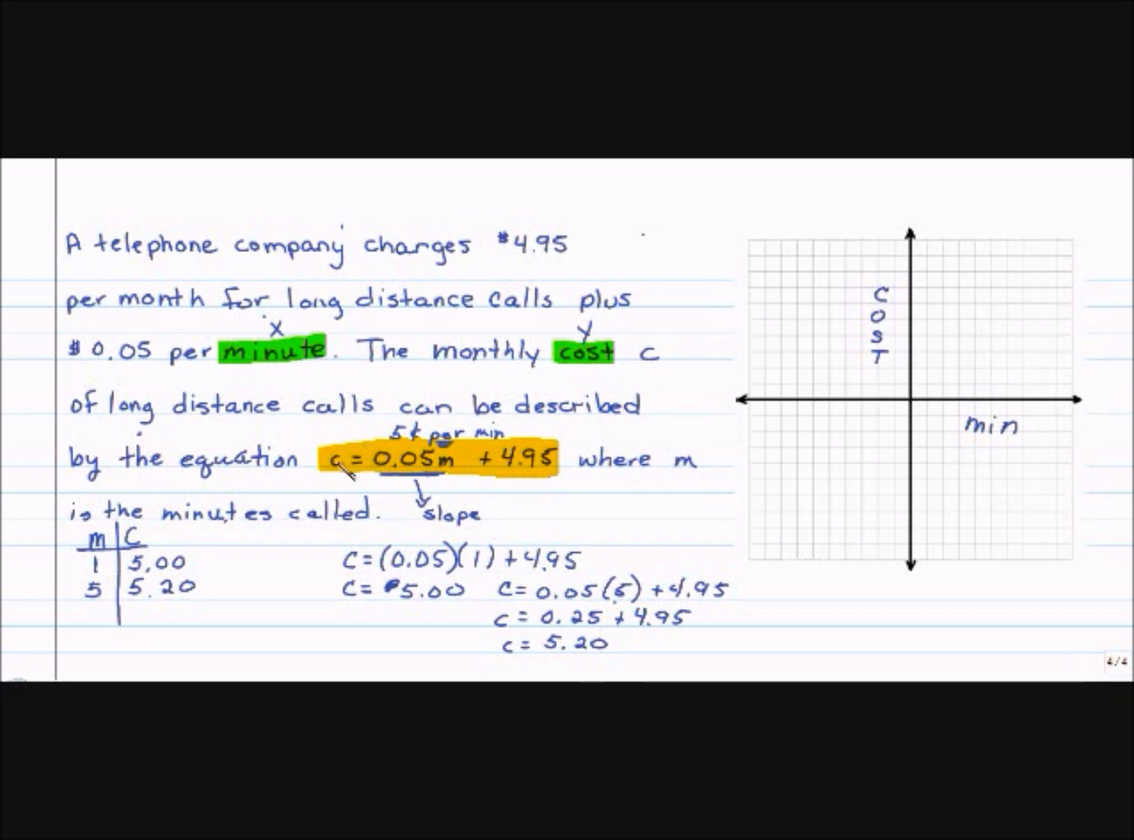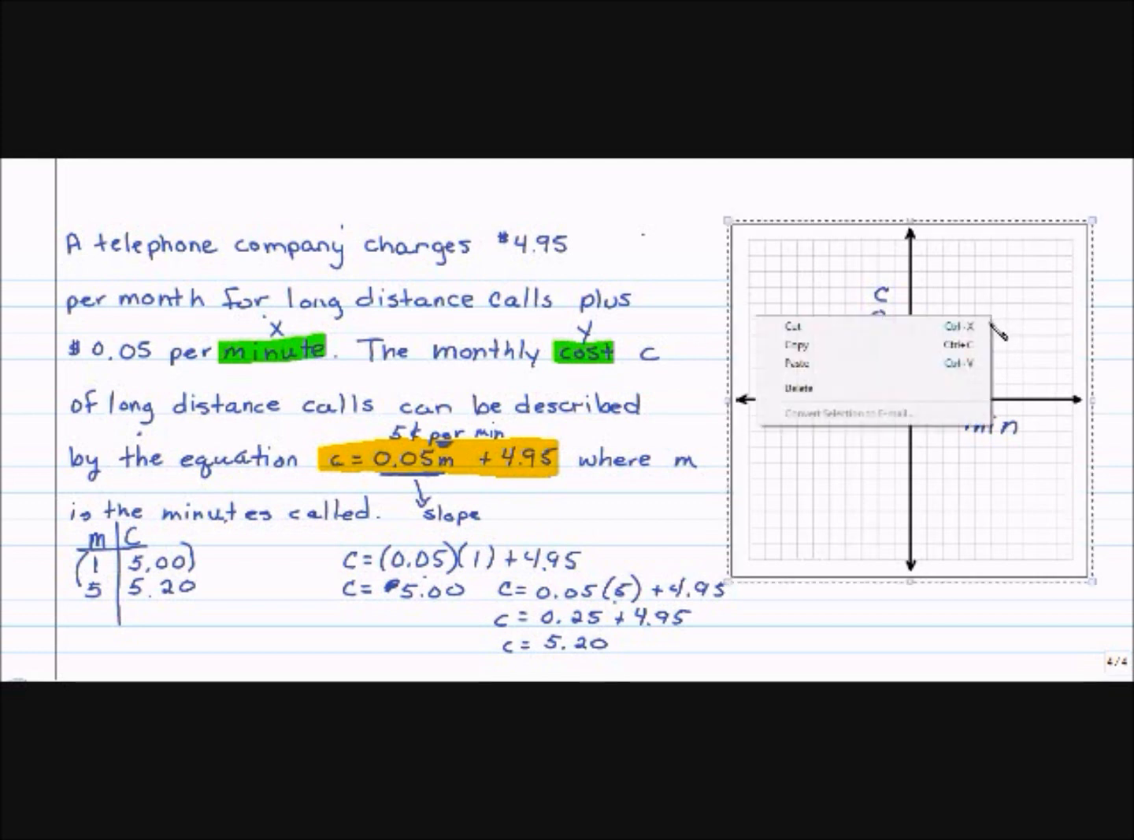Okay, so this is my first point. Where is it? It's 1, 5. Okay, I'm going to go over 1 and up 1, 2, 3, 4, 5. My next one is 5 and 5.20. So I'm going to go over 1, 2, 3, 4, 5, because I talked for 5 minutes, and I'm going to go up 5 and a little bit more for 5.20.